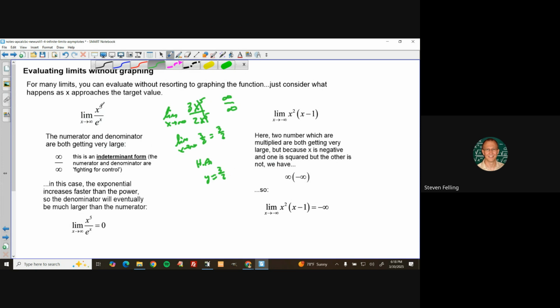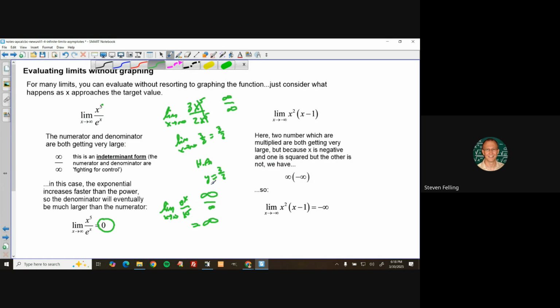Okay, with this one, where we have x to the fifth over e to the x, which one actually goes to infinity faster? In this case, the exponential e to the x goes to infinity faster than x to a constant power. So the denominator is going to win out, and this limit actually goes to 0. On the other hand, if this was the other way around, the limit as x approaches infinity of e to the x over x to the fifth, then you'd have a bigger infinity on the top and a smaller infinity on the bottom, and this limit would go off to infinity.